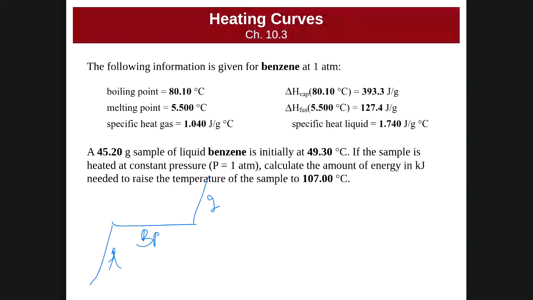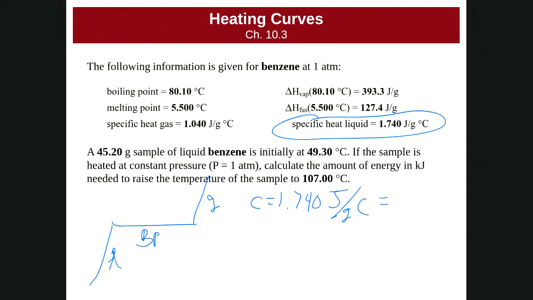And then we'd heat our gas. All right, so step 1, how much energy do we need to heat liquid benzene from 49.3 degrees Celsius to 80.1 degrees Celsius? That's where our specific heat is going to come in. The specific heat of liquid benzene is 1.740 joules per gram per degree Celsius. So our C equals 1.740 joules per gram Celsius, and that's equal to Q. Q is our heat that we want to find. We'll call that Q1, as this is only the first one we want.